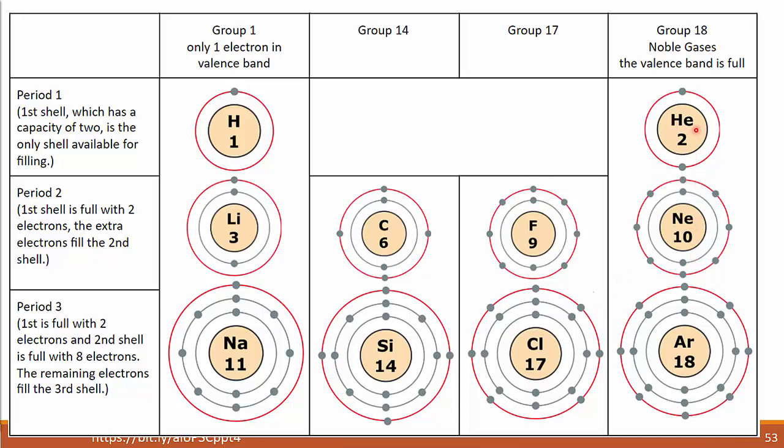Here, group 18, helium has 2 electrons in the outermost shell, so it is full. Neon has 10, so 2 in the first shell and the remaining 8 in the second shell, so the valence band is again full to capacity. That's why it is a noble gas. And the same thing for argon: 2 in the first shell, 8 in the second shell, and the third shell, the valence band, has also 8, so it's again full. So all of these group 18 elements have a full valence band.